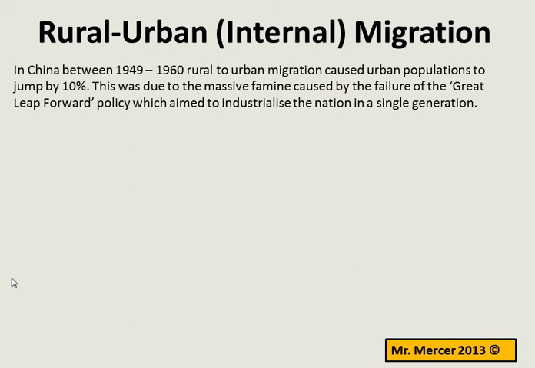1949 to 1960, the government introduced a policy called the Great Leap Forward. Basically, this aimed to industrialize China, and it failed drastically. It resulted in a huge famine across the entire country, and that caused many people to try and escape that famine and move to the cities, where food supplies were more regular.